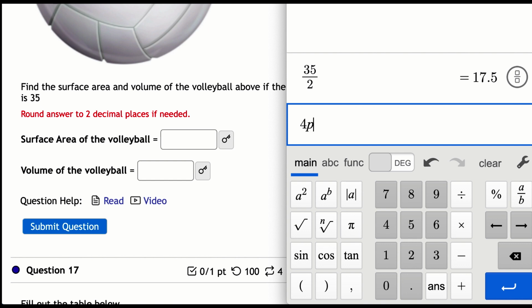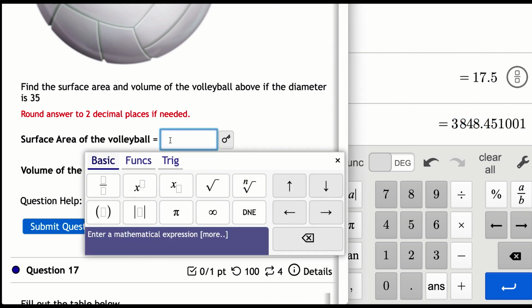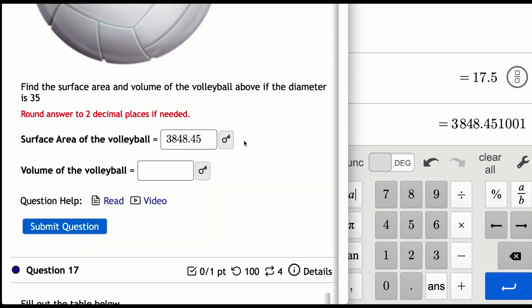So I'm going to go 4, hit pi, and then paste that number in there and then squared. That's 4 times pi times my radius squared, and this is my surface area for the sphere. Okay? 4 pi r squared is how you find sphere surface area.